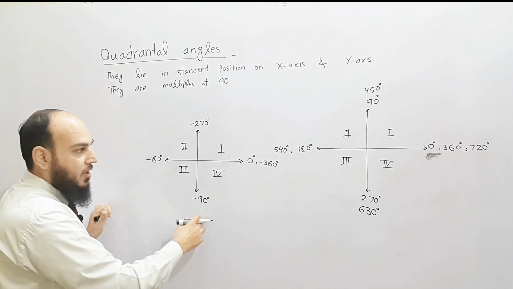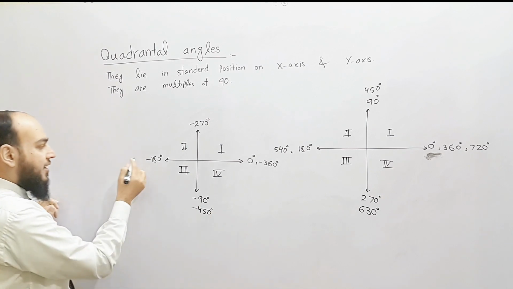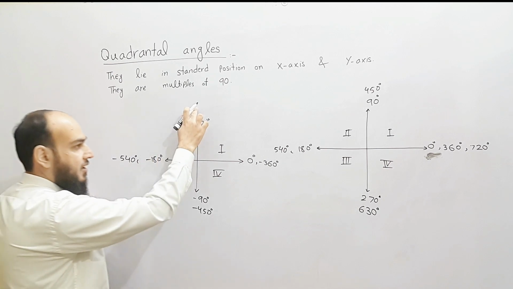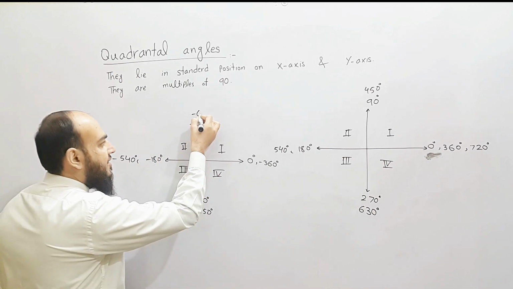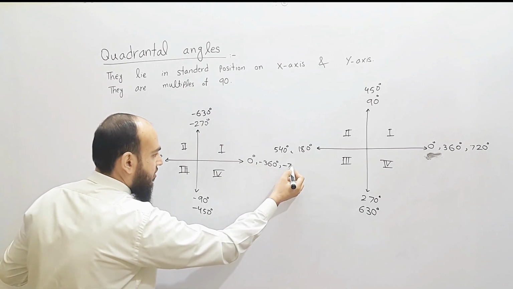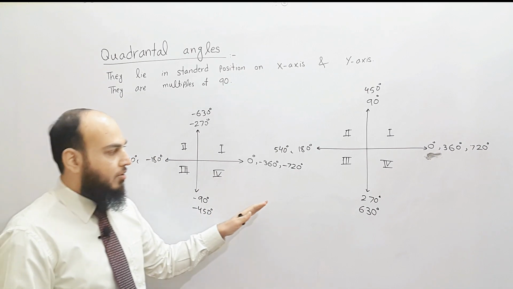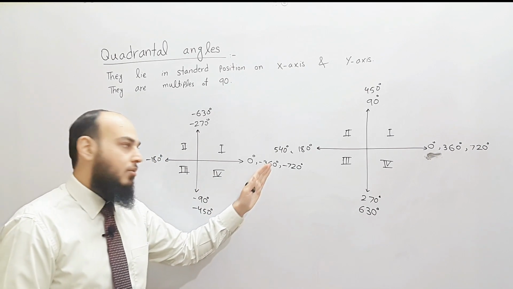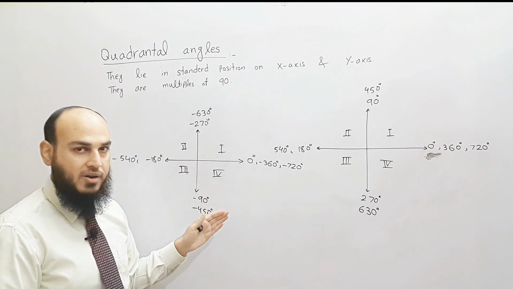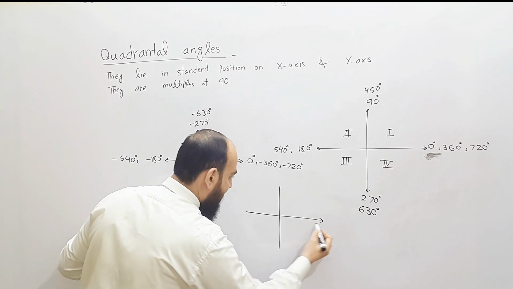And here you will get minus 450 degrees. Similarly, you will get here minus 540 degree, and here minus 630 degree, and here you will get minus 720 degree. Okay, similarly on the previous pattern, you can move on in the clockwise direction and get more and more negative quadrantal angles.